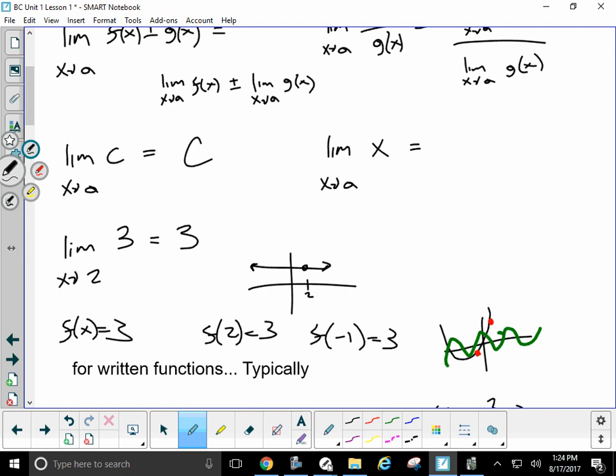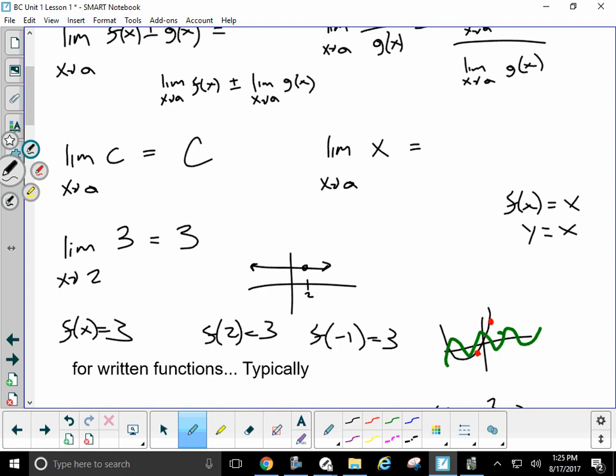What about the limit as x approaches a of x? What do you think, Mr. Minion? Well, if it was an x equals a equation, then yes, it would be a vertical line through a. However, x is not the same as x equals. We're thinking f of x or y equals x. What does that look like, Mr. Minion? Yeah, it's that diagonal line through the origin.